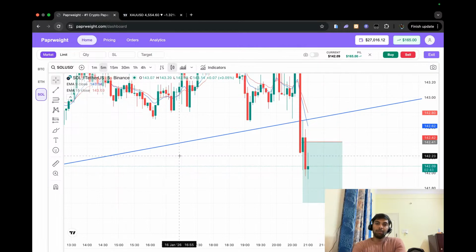The good thing is that the market is pausing. Actually, a bad thing also, like why it is pausing? It should move in the downward direction, but it should not have waited this long.